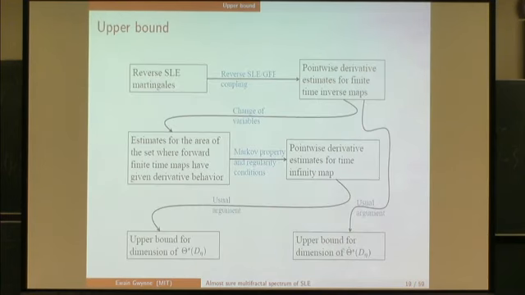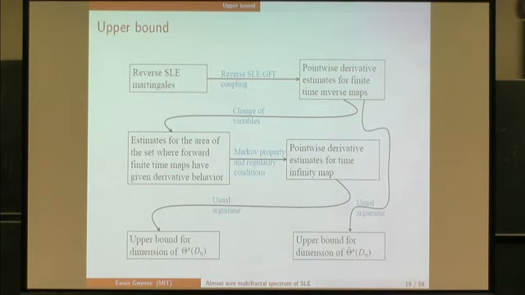So the basic outline of the proof of the upper bound is as follows. We're going to start by using some reverse SLE martingales to obtain pointwise derivative estimates for the finite time inverse maps. So here we're going to look at the inverse maps in the Loewner chain for SLE, and we're going to obtain derivative estimates for these. And then from these estimates, we can use the usual argument in Hausdorff dimension calculations to get an upper bound for the dimension of the subset of the curve, an upper bound for the dimension of the subset of the boundary of the disk, and an upper bound for the integral mean spectrum.